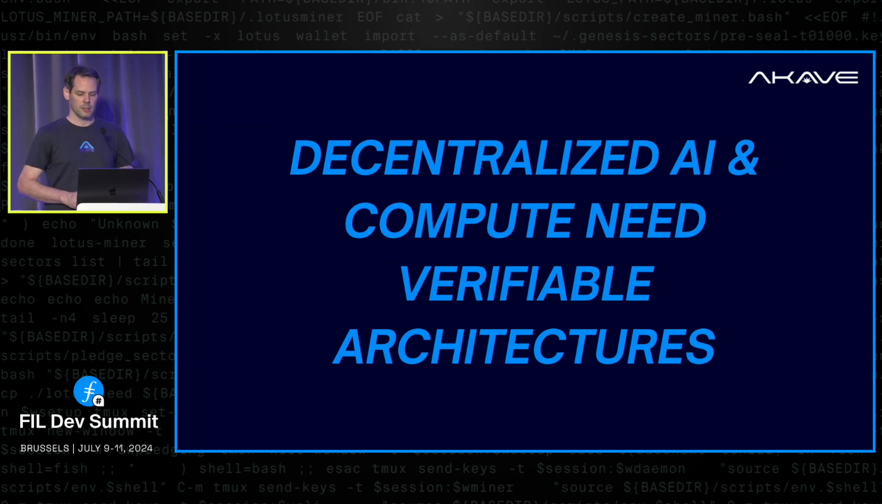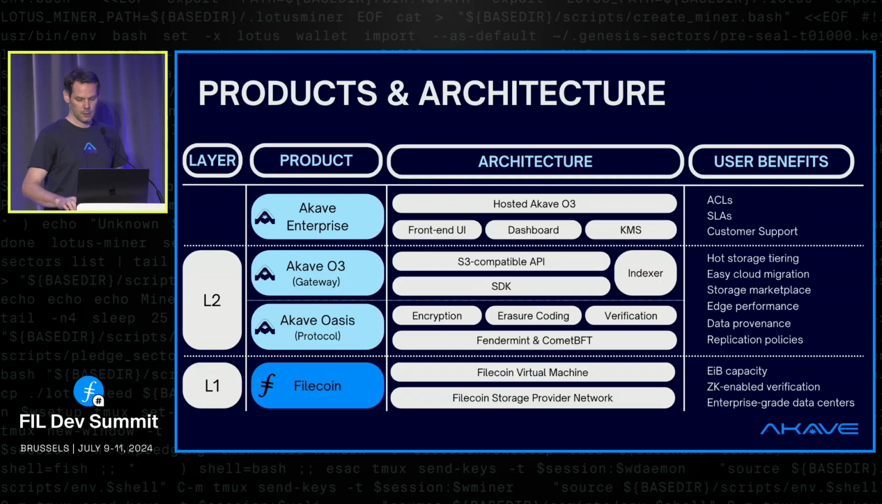Now, getting into decentralized AI and compute, they need these verifiable architectures. Let me give you an overview of our product and architecture infrastructure. From the top down, I'll start at the L2 level where Akave resides. You have two parts: O3, which is our S3 compatible API, and the SDK, which you will be interacting with. The S3 API and the SDK will structure the data in a way that it's readable directly from the Akave nodes or directly from Filecoin.